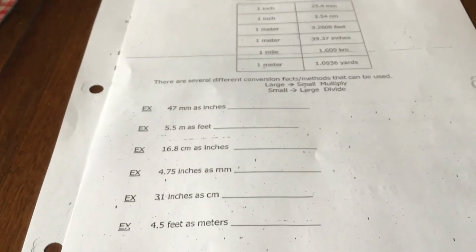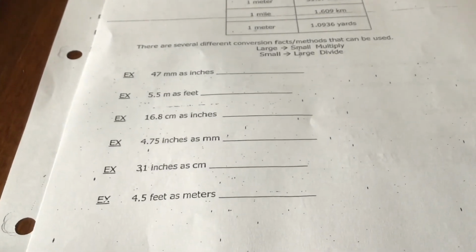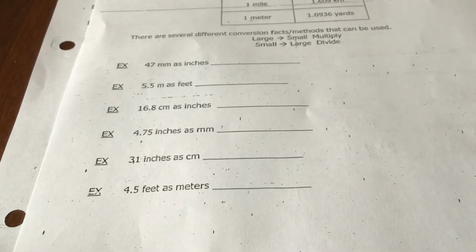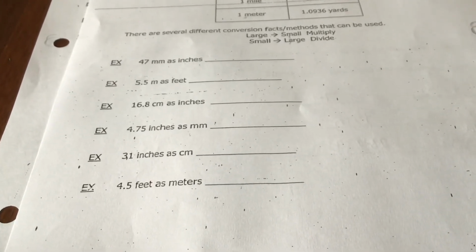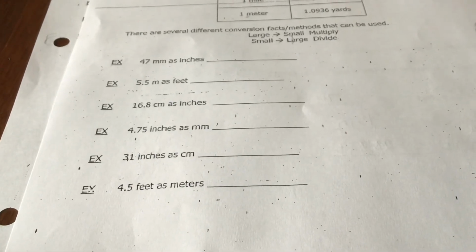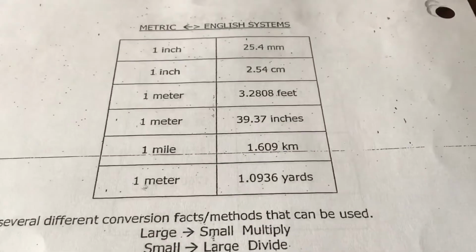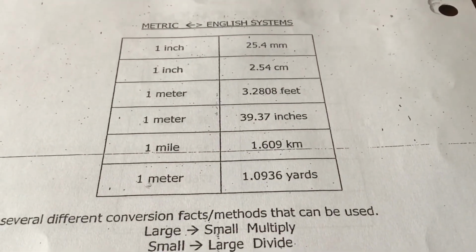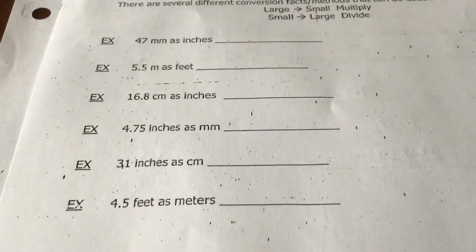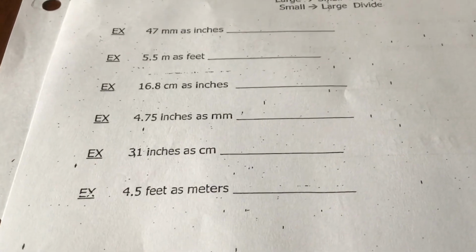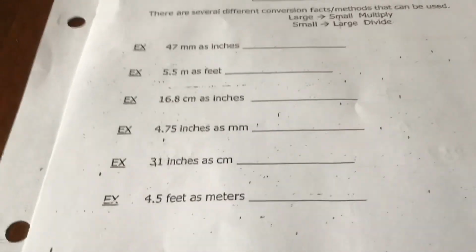On the second page, there's some problems for you to try. These ones have some metric units in there as well, but because the United States is involved, inches, feet, yards, and miles, you still use the same method, but the conversion facts are different. Okay? These problems will give you decimals. It doesn't matter where you round your decimals as long as you round them correctly.